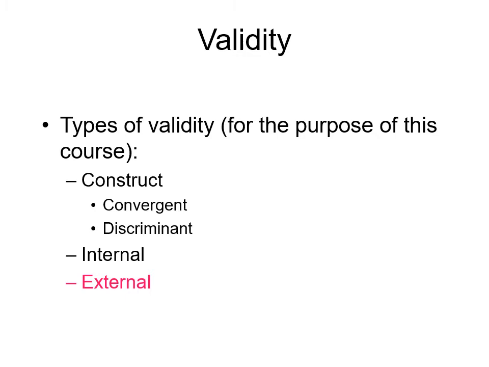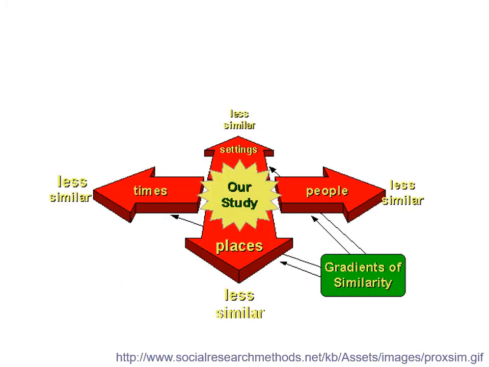Now let's talk about the last one. That would be external validity. If I want to sum up external validity in one word, that would be generalizability. Can our study be generalized to other people, other times, other settings, other environments, or other places? The further away it departs from your original outcome, the less external validity you have.